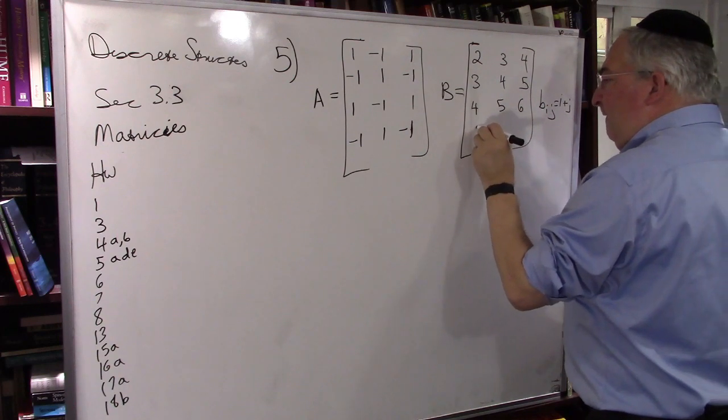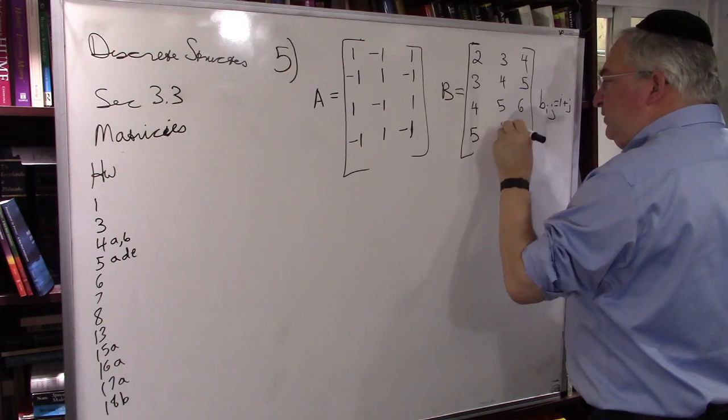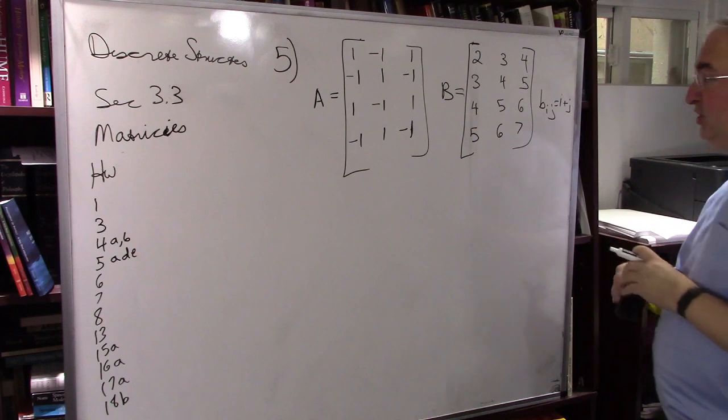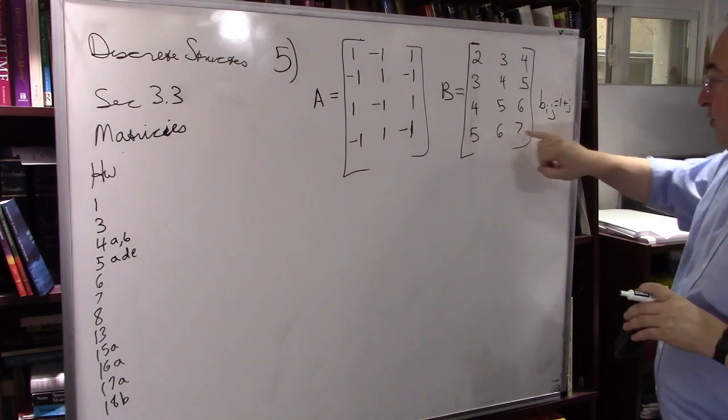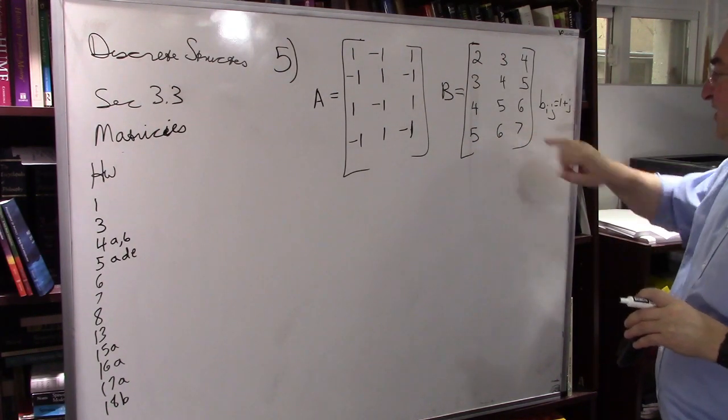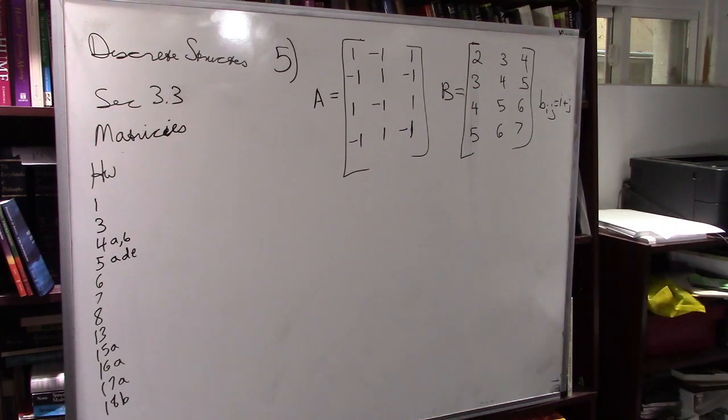5, 6, 7. Let's just check this. This is the 4, 3 position. 4 plus 3 is 7. So that's that. Okay, great.